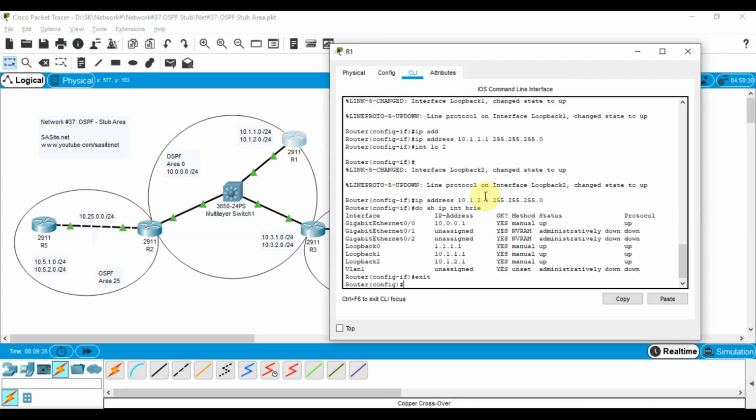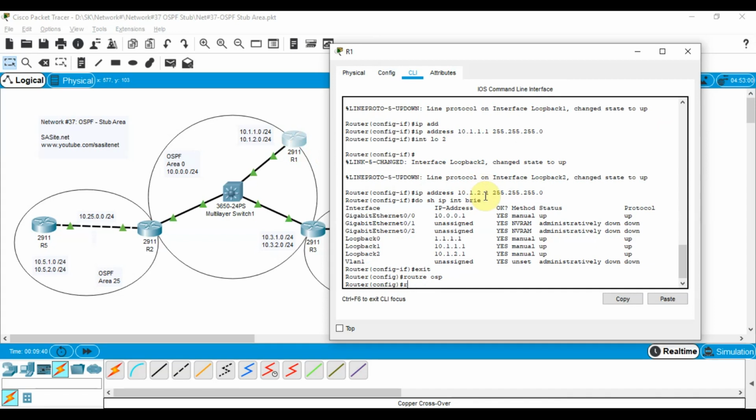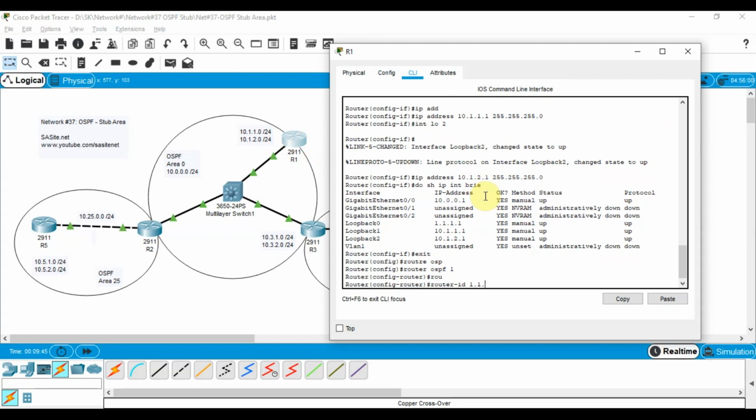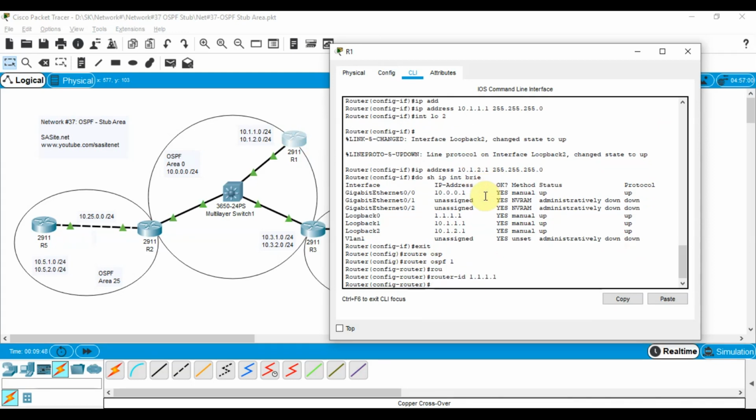Let's go to R1 and run the router OSPF 1, and we have a router ID of 1.1.1.1. For this router, I set the router ID, but as you know, the loopback with the highest IP address automatically takes the router ID. But in this case, sometimes on Cisco devices, some consider this loopback a higher interface than 10.1.1, and automatically get the router ID from that. So to prevent that, I manually set the router ID for this router OSPF process 1.